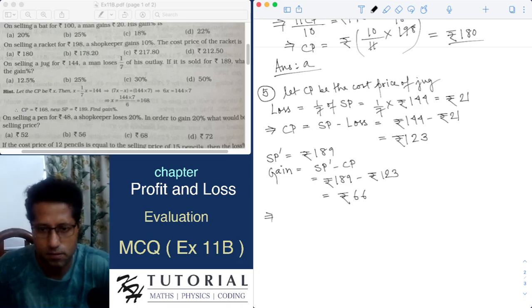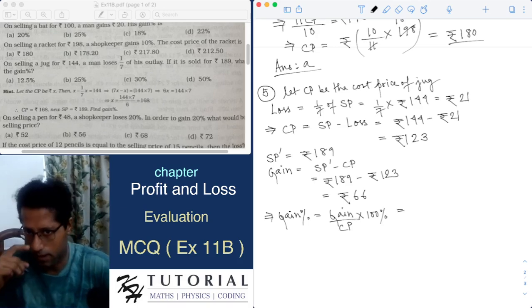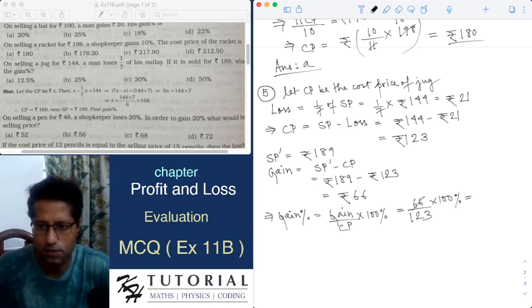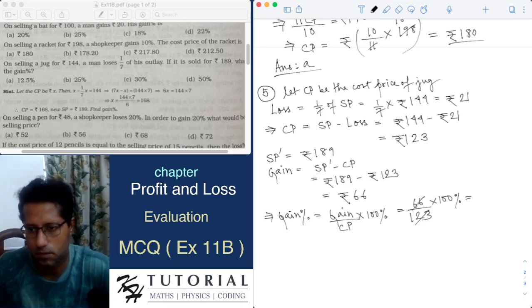This implies the gain percent. It is asking for the gain percent. The gain percent will be gain divided by CP multiplied by 100%. The gain we have calculated to be 66, and CP was 123, and this is 100. This is 66 divided by 123 multiplied by 100. 3 divides 66 giving 22, and 3 divides 123 giving 41.